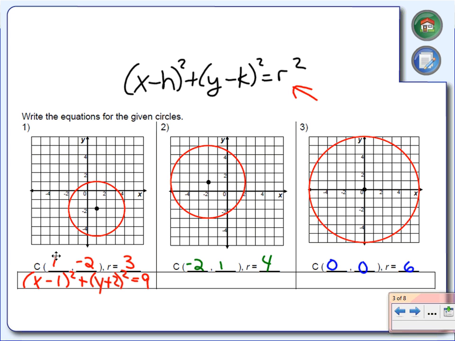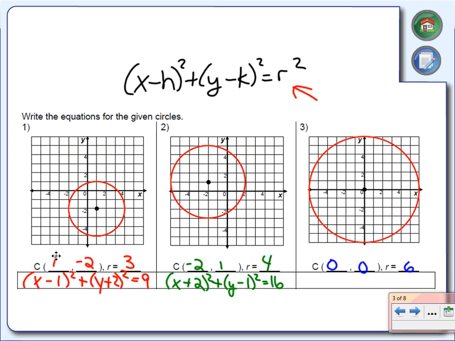Let's try the same thing on number 2 here. This one has a center at (-2, 1). So the equation here is going to be (x + 2)². Notice how I changed the sign there. Plus (y - 1)². Again, notice how I changed the sign. And what is it going to equal? 16. Where's that 16 coming from? We're just squaring the radius.